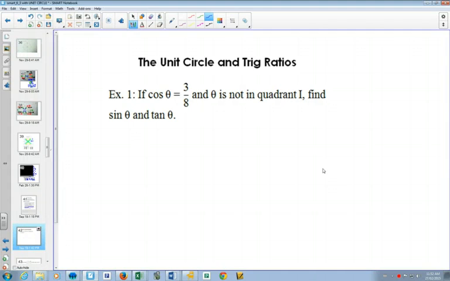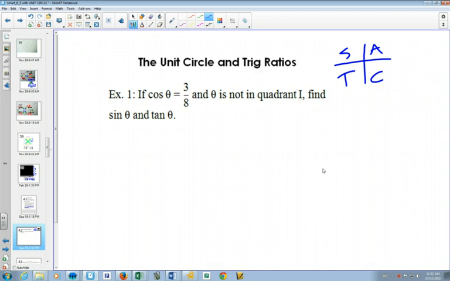So again, we're always going to be thinking of our circle. We're always going to use the strategy of draw a triangle. The CAST rule is going to come into play a fair bit as well. So for this one, if cos of theta is 3/8, could we draw that triangle?